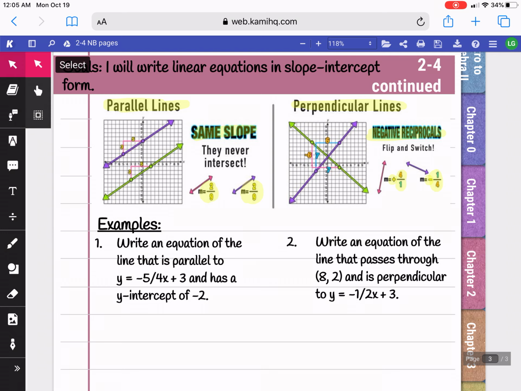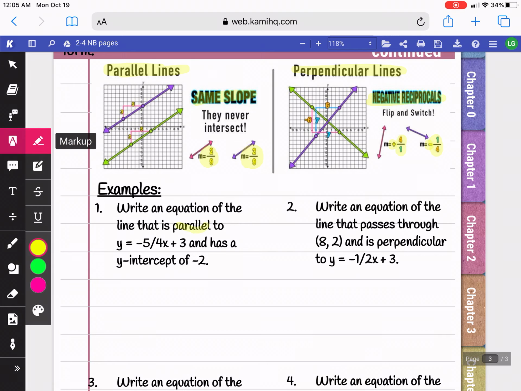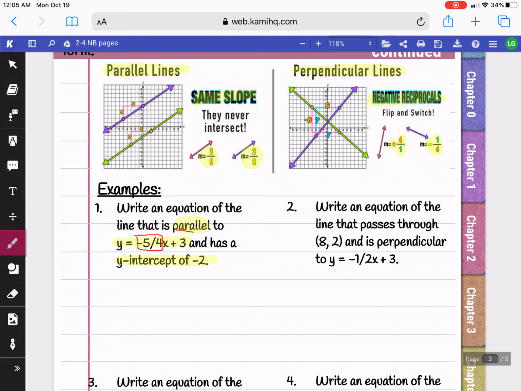So let's go ahead and look at an example here. This one says write the equation of a line that's parallel, so our keyword's parallel, to y equals negative 5/4 x plus 3 and has a y-intercept of negative 2. My first thing I have to do is look at my equation. I'm going to look at my slope only, negative 5/4. If it's parallel, the slope is the same. So I know that my slope is also going to be negative 5/4.